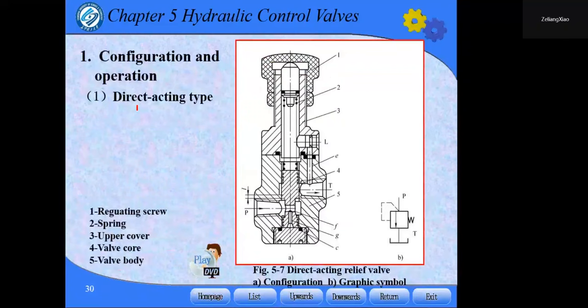Configuration and operating. The direct acting relief valve. We can see the components. A is the regulation screw. Two is the spring, and three is the upper cover, and four is the valve core. Five is the valve body.